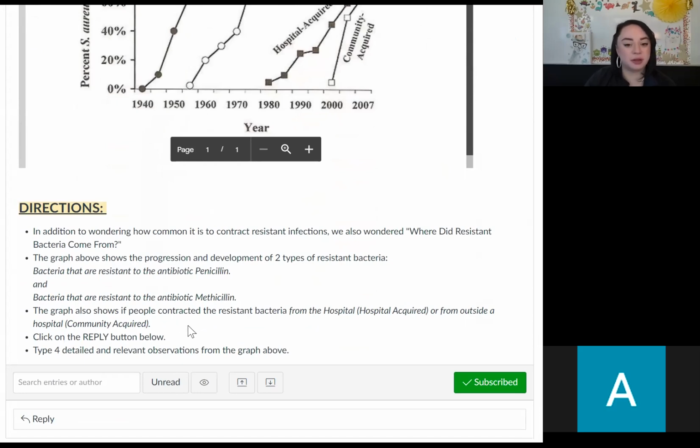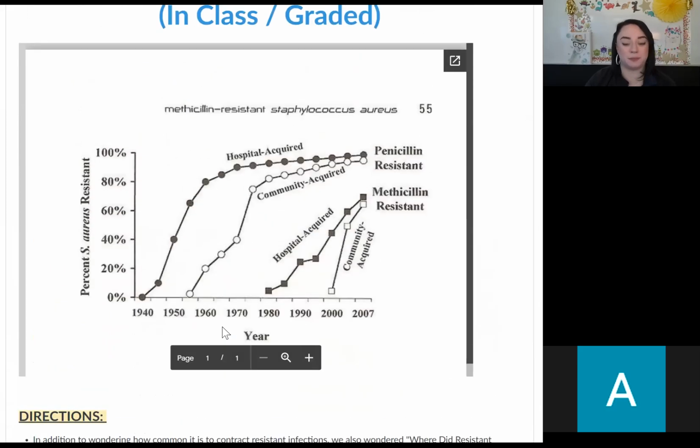So similarly here, your job is to pull out observations from this graph. Specifically this time, you need to pull out 4 detailed and relevant observations from the graph and post them below. So we want to be looking at this graph, and I'm telling you that there's at least 4 pieces of information. Let me give you an example of what's not acceptable.